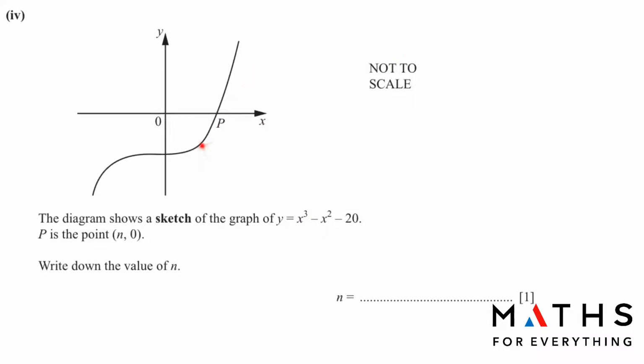In part 4, we have been given a graph, and they said this is a sketch of the graph of y is equal to x cubed minus x squared minus 20. This is the previous one where we had drawn the graph, and there was that intersection, this point. That is the same equation. It was x cubed minus x squared minus 20 is equal to 0. When they intersected, we already got the answer that the x is equal to 3.6.